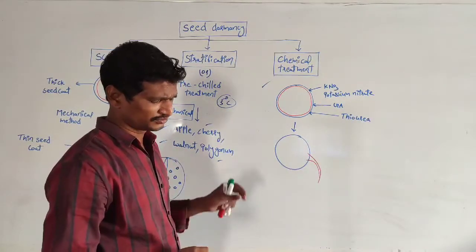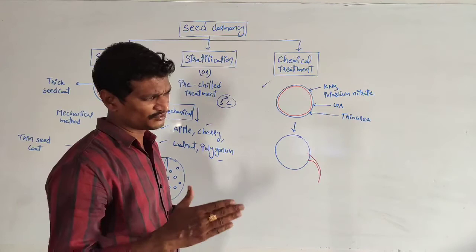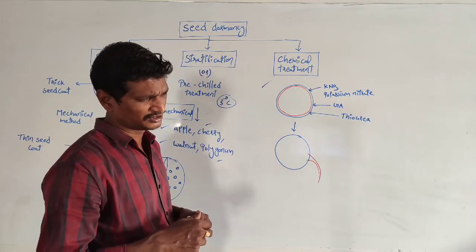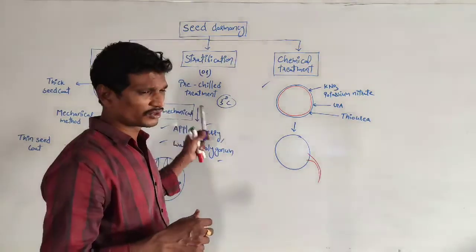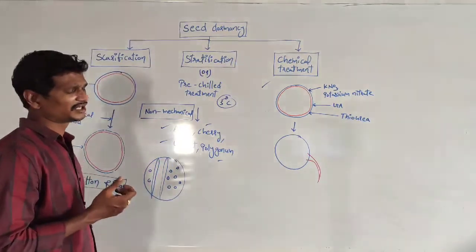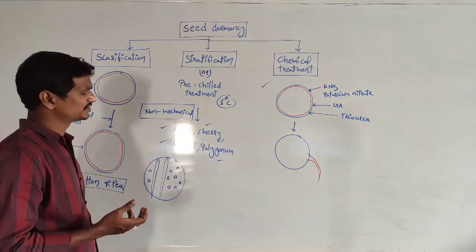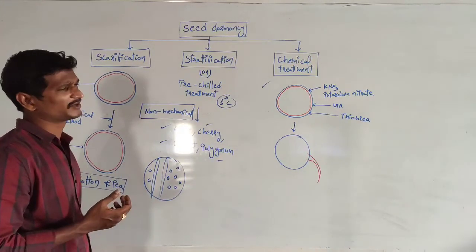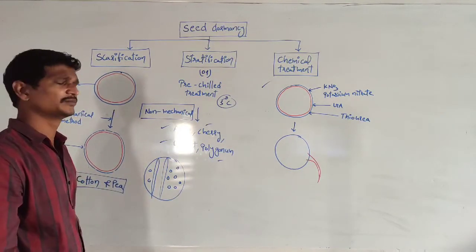So we discussed factors affecting seed germination, and seeds overcome seed dormancy by different types of methods. One is the mechanical method, the other one is the non-mechanical method, and the third one is the chemical method.